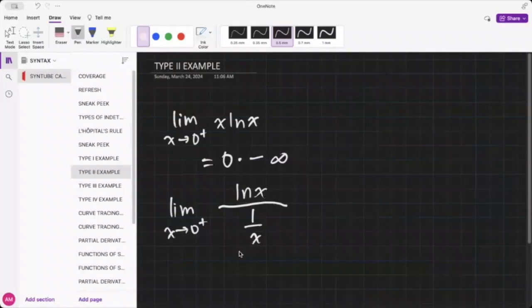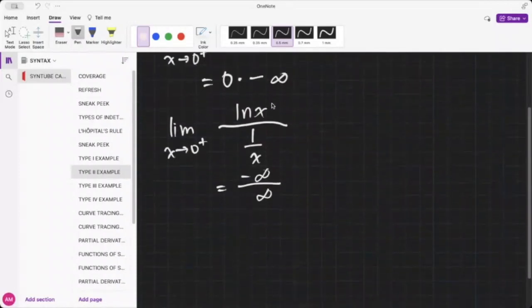Ayan. So, if we evaluate this, ln of x, ln of 0 from the right is negative infinity over 1 over 0 is infinity. Okay, so infinity over infinity. Type 1 indeterminate form na siya, we can apply L'Hopital's rule. Okay, so limit of x as x approaches 0 from the right. Ano yung derivative ng ln of x? That's just 1 over x. Kinuha na yung derivative ng numerator.